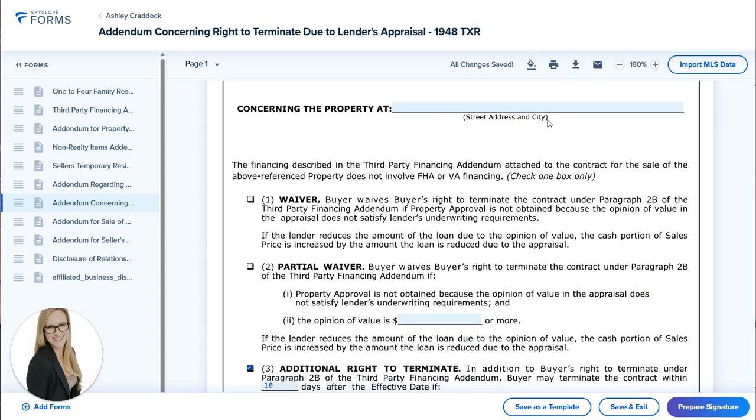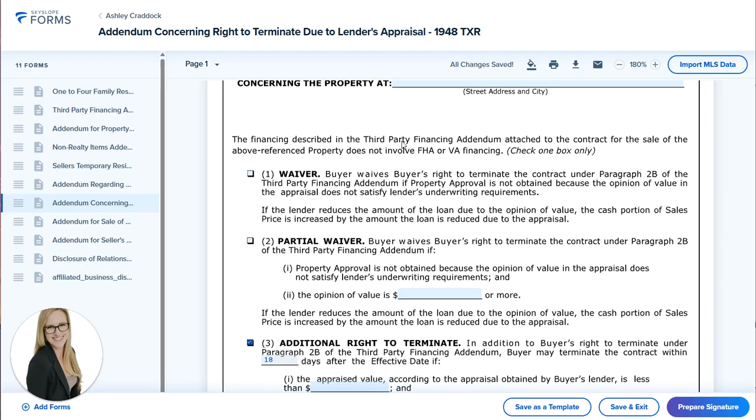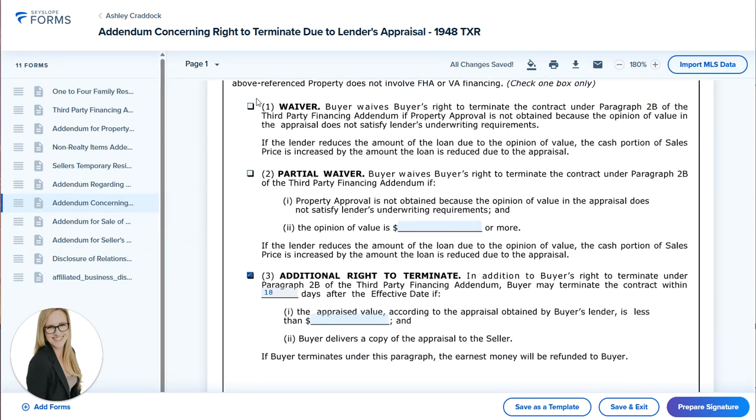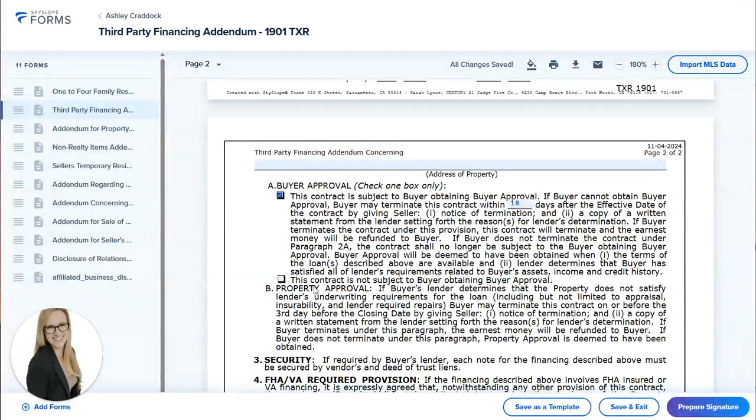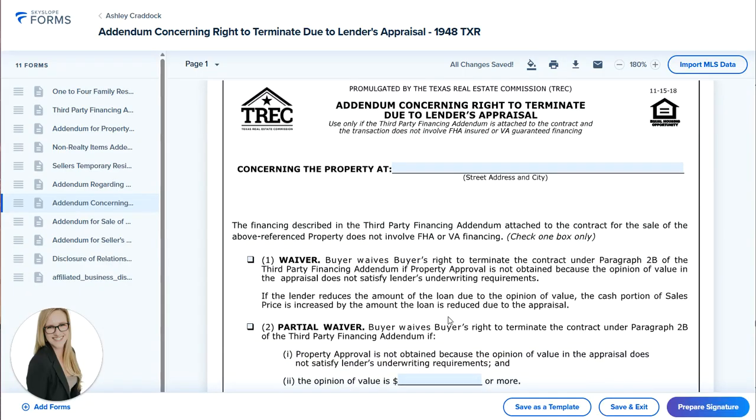So this would autofill as far as the address, and then you're selecting one of these three options. When the market was crazy hot and we were having to be as competitive as possible, especially against cash, we were just selecting option one, the buyer waiving the buyer's right to terminate the contract for basically that option as far as the financing protection. 2B specifically was this paragraph here saying approval, buyer approval, and property approval.